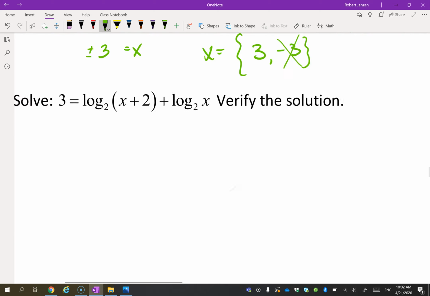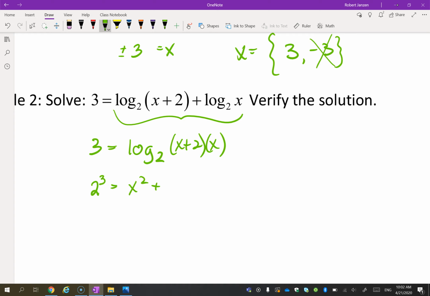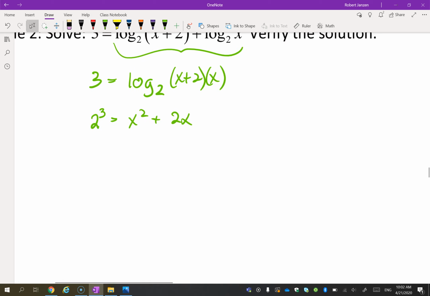Okay, so let's try another one. Here again, we have logs on one side of the equation, so let's condense them. Log base 2, and then I'll have x plus 2 times x. Okay, now I can change to exponential form. 2 to the power of 3 is, and then if I multiply this, I get x squared plus 2x. So bringing the 0 over, I get x squared plus 2x. Sorry, not bringing the 0 over, bringing the 8 over.